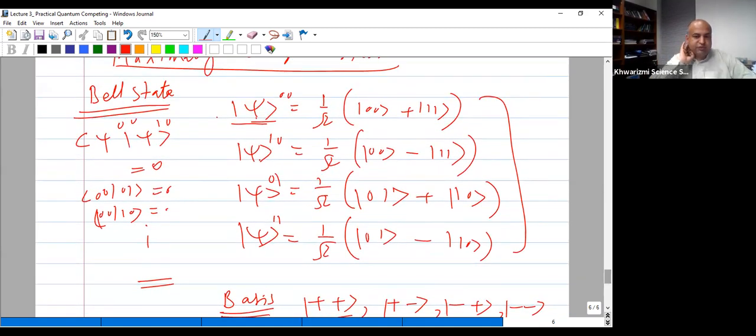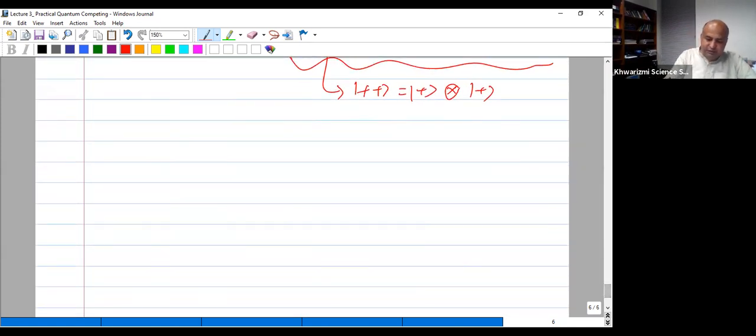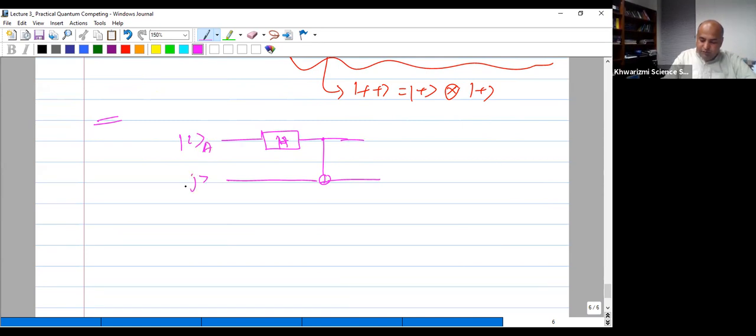Let's ask this question. How can we prepare these Bell states, these maximally entangled states? So for that, let me give the circuit. And the circuit is a very simple one. You have, let's say, two qubits in computational basis, i j, which are unentangled, and you apply a Hadamard gate to the first qubit, and then a control NOT gate to the second qubit. At the end, the state that you will get will be an entangled state.